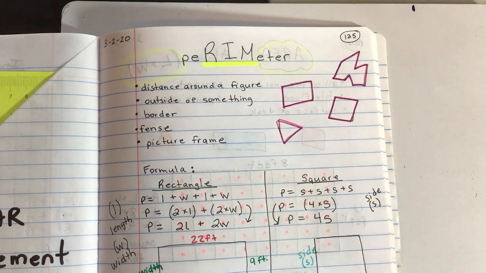All right, boys and girls, does this look familiar? Because it should. Here are the notes that we took on perimeter before we left for our spring break. And I want to just go over some of those notes and remind you of what we learned and what we did before we left.